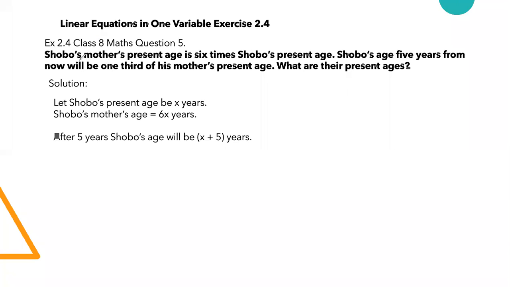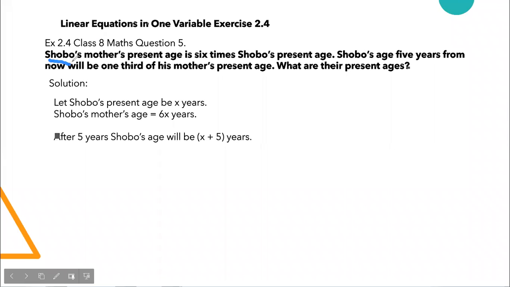Here, let me imagine Shobu's age to be x. So when Shobu's age is x years, then his mother's is 6 times, means x is multiplied with 6, which gives us 6x, right? So mother's age is 6x years. Now, let's go forward. Now, Shobu's age 5 years from now. In sense, 5 years from now means his age must be added with 5, right? Let's go on.